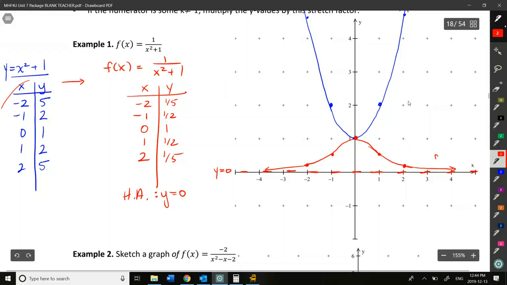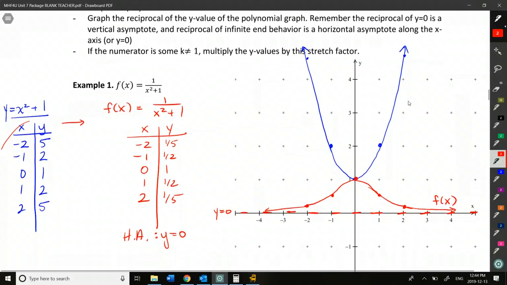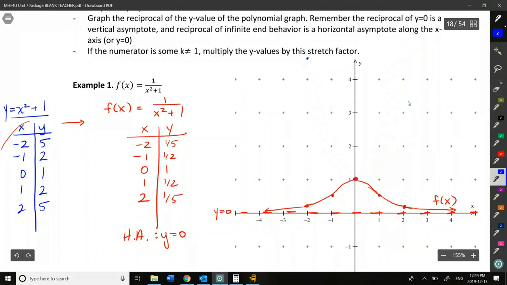So this is the function, the red part of this is the function f of x. We actually don't need this blue graph on here. I just wanted to show you that to illustrate the point of the asymptote and how we get that. Okay, but this is the final function here.